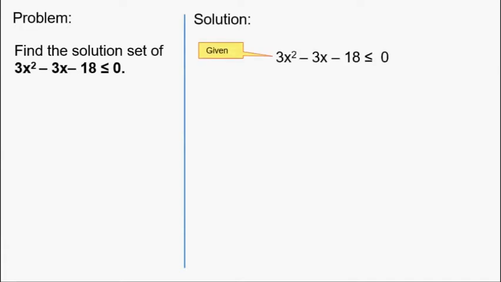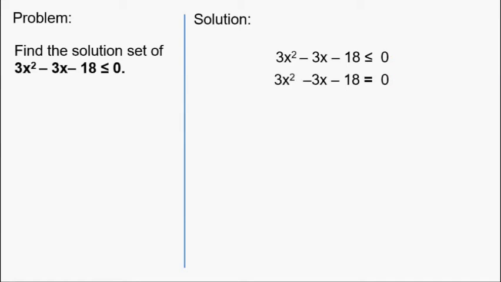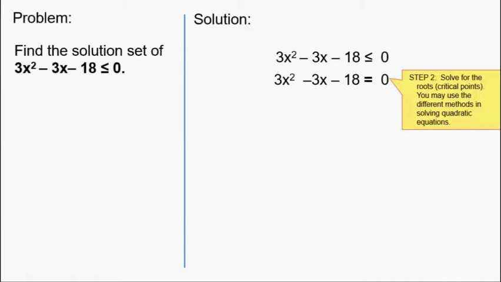So, for the solution, ayan, lagi tayong nagsisimula sa ating given. Always write the given first para alam ninyo yung tuloy-tuloy na steps natin. And then for step 1, transform the given quadratic inequality into quadratic equation. So, ayan, anong nangyari? Ginawa lang nating equal sign yung ating inequality. Step 2. Solve for the roots or the critical points.